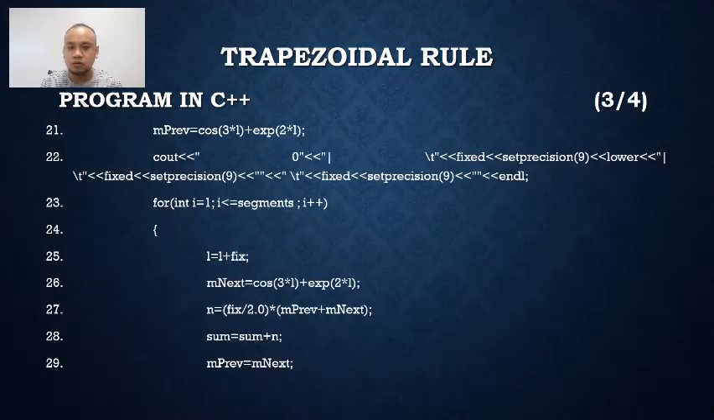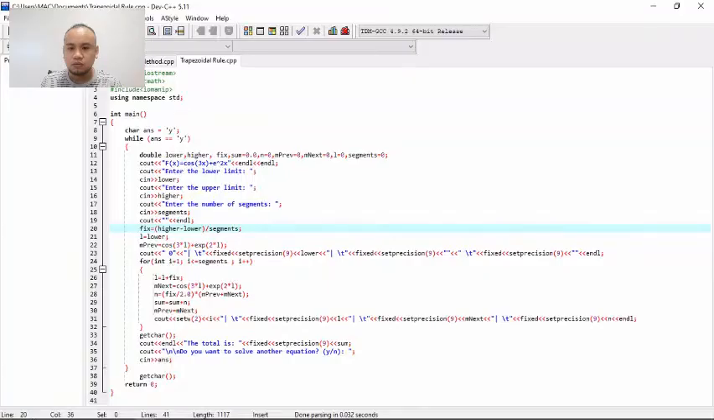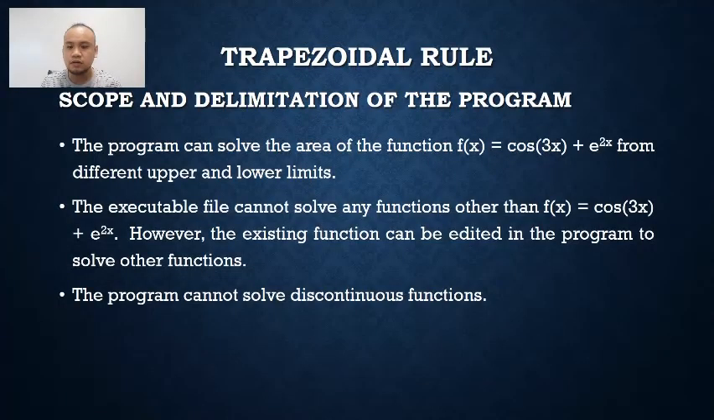This program can only solve cosine 3x plus e raised to 2x, as seen in the first scope and delimitation of the program. And the executable file cannot solve any functions other than f of x equals cosine 3x plus e raised to 2x. However, the existing function can be edited in the program to solve other functions. The program cannot solve discontinuous functions.